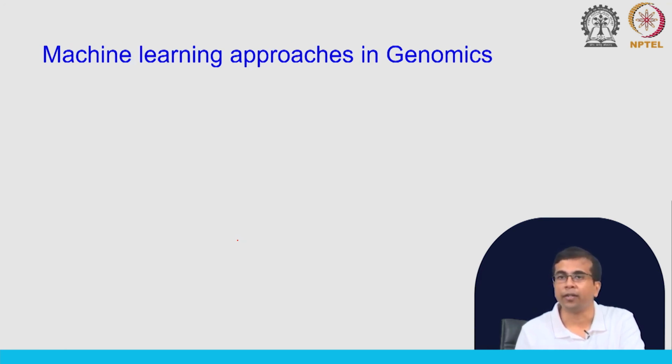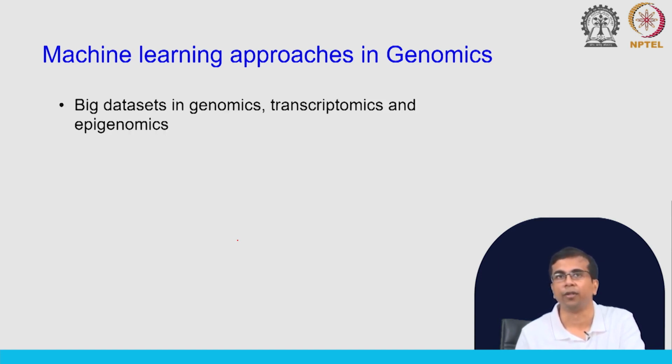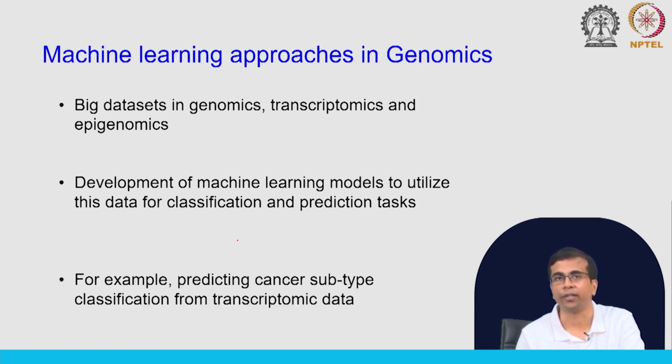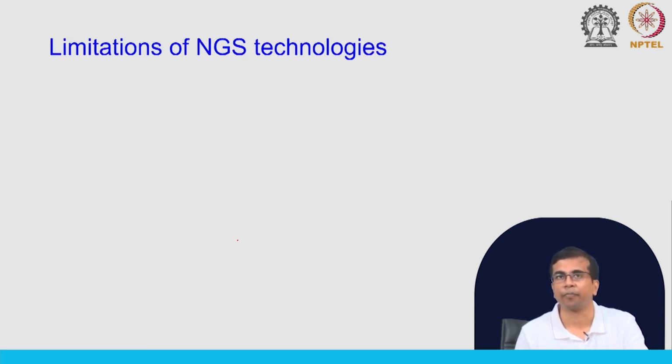Now, with all the data coming in from these fields, we can also devise machine learning approaches. This is where the data science field merges with biotechnology and biological sciences. We have data sets in genomics, transcriptomics as well as epigenomics, and we can apply machine learning models to these data for classification and prediction tasks. This could be, for example, disease subtype classification. I have given you an example here: cancer subtype classification from transcriptome data.